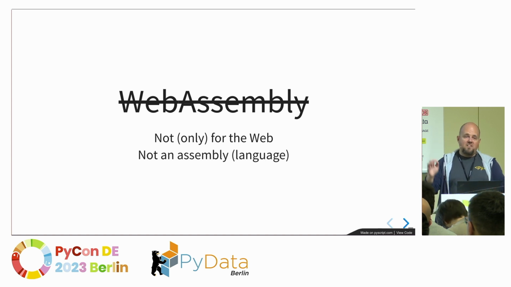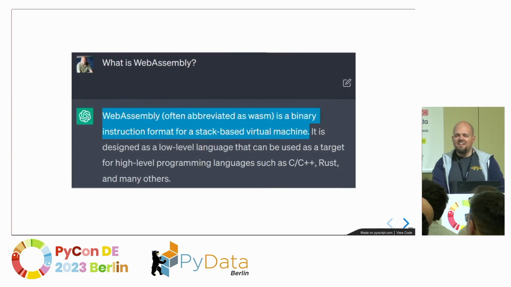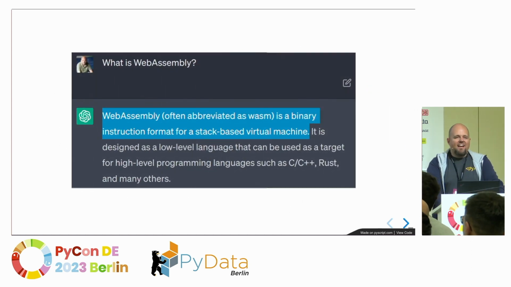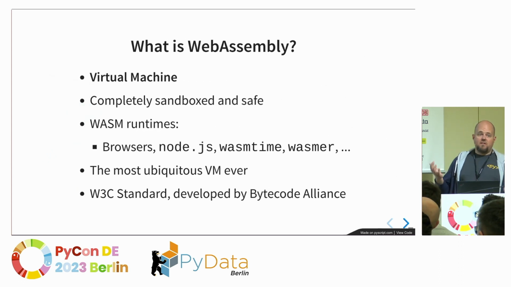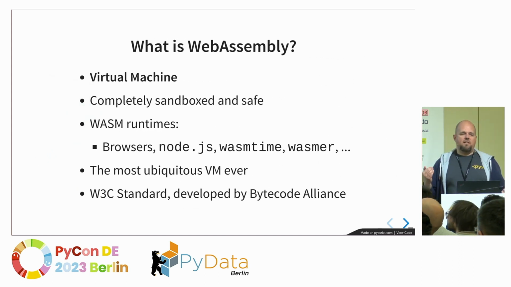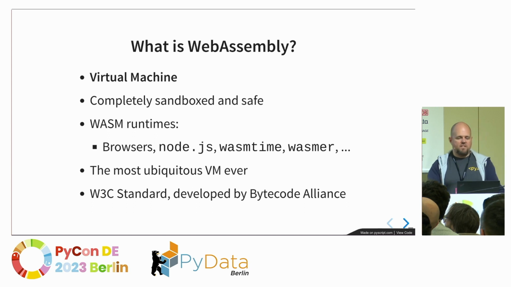So what is it? I did what everybody does these days. I asked ChatGPT. WebAssembly is a binary instruction format for a stack-based virtual machine. So this is the important part: it's a virtual machine. A virtual machine means basically that it's a CPU. That's why the title. It's a virtual CPU which can execute binary code for a specific instruction set.